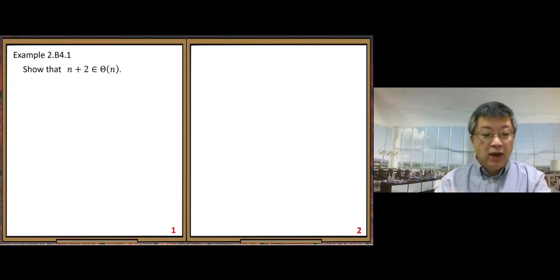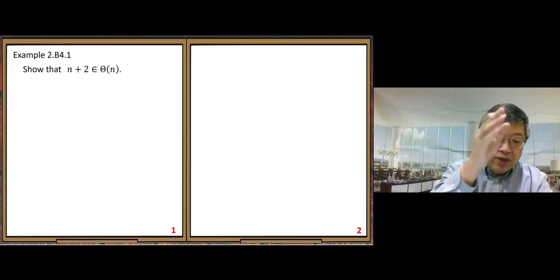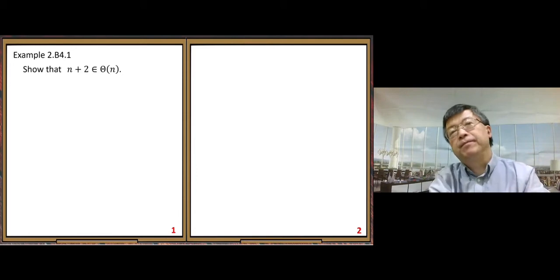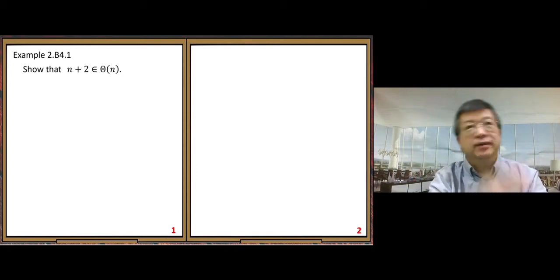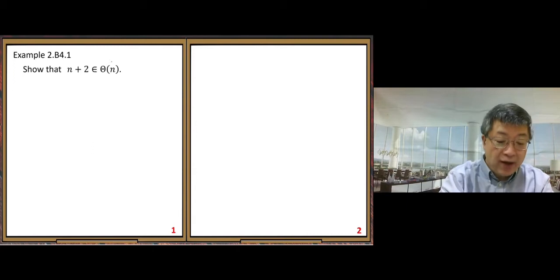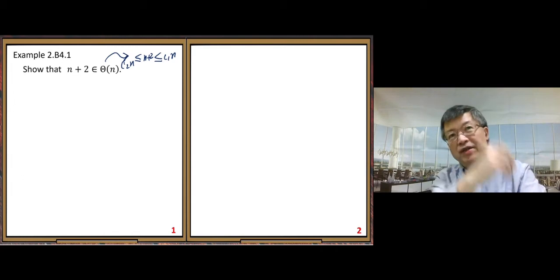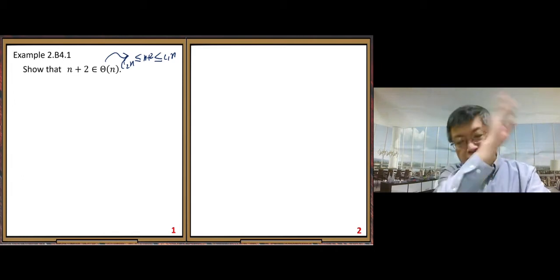The first one: show that n plus 2 is contained in big theta of n. First, we know the meaning of big theta. Here, we need to do both upper bound and lower bound. N plus 2 here, but C1 multiple of n is the upper bound, C2 multiple here is the lower bound. It's easy, so we can find those two constants easily.